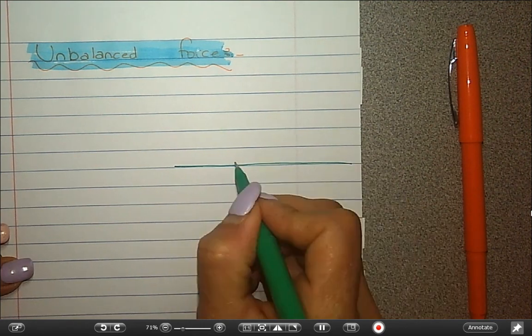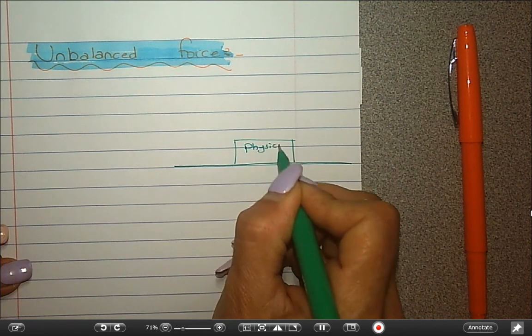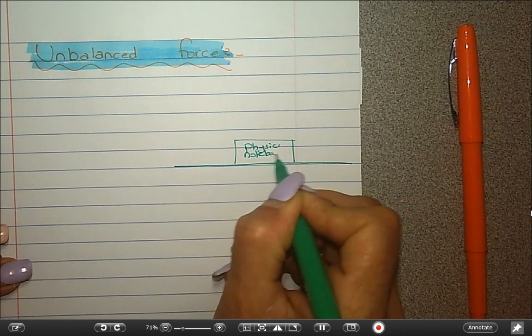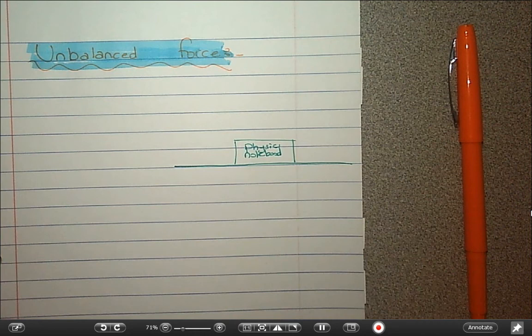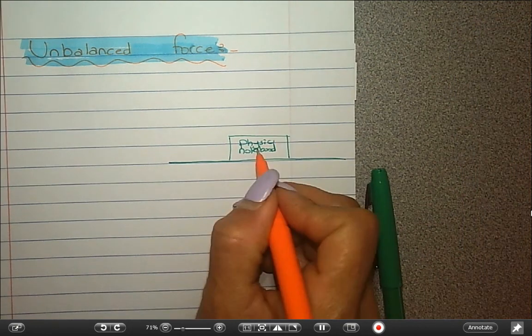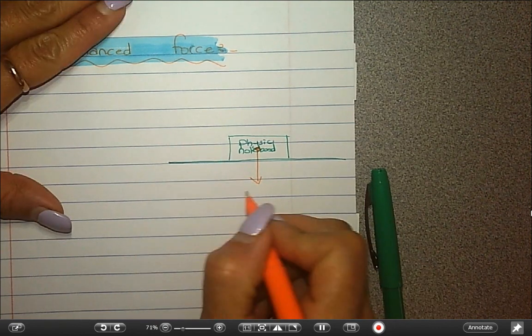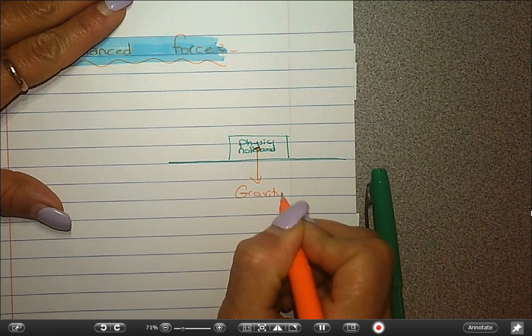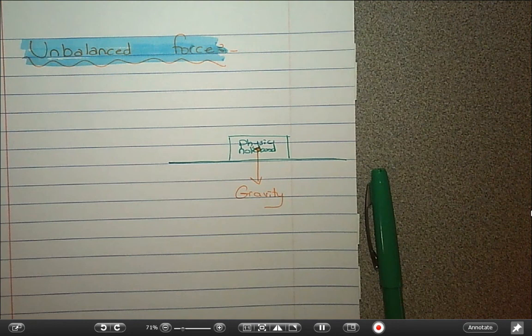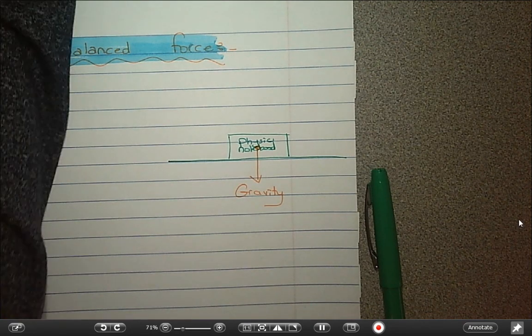I got this table and I have a physics notebook here. Okay, and automatically, without even anyone telling me, I should right away know that I'm going to have two forces, which is the gravity, because the gravity pulling downwards is in every single, even us as people, like human beings, we always have this force that is pulling downwards.